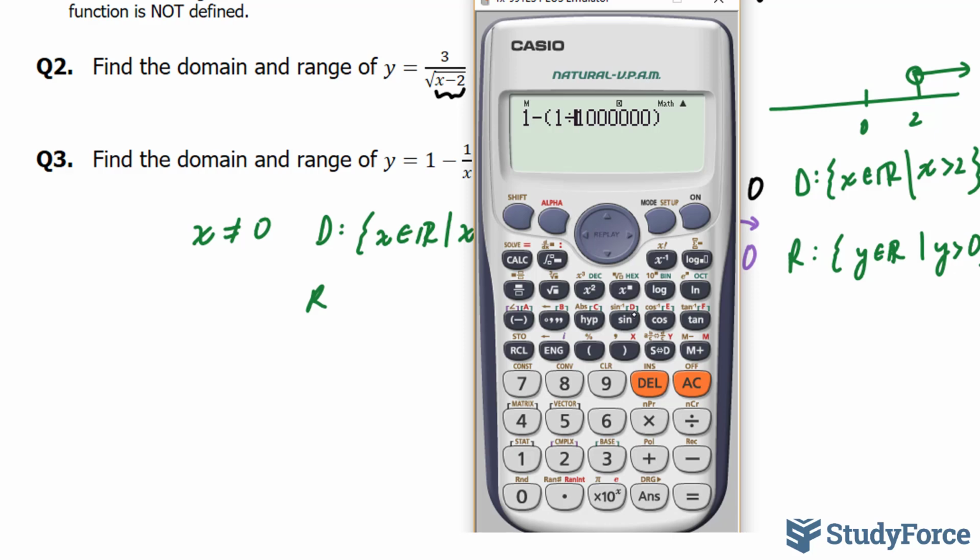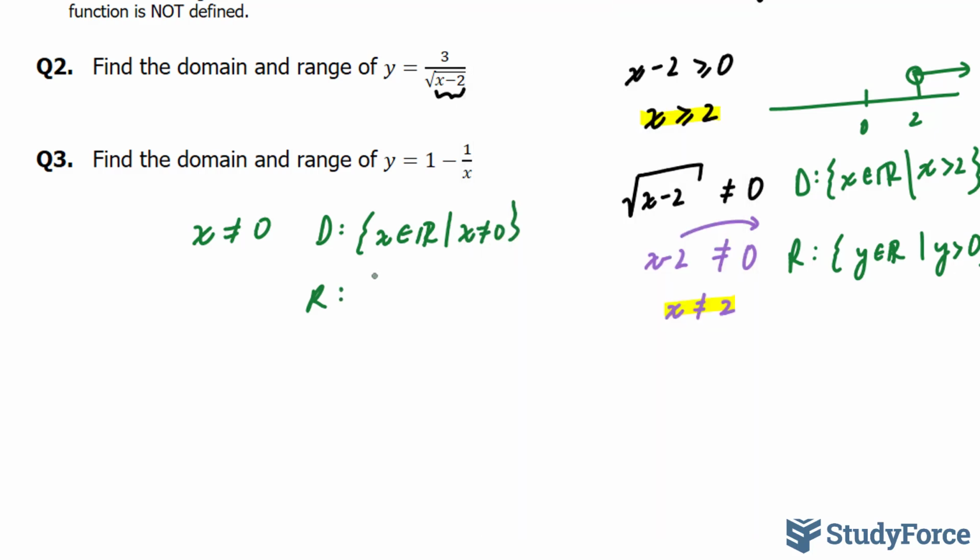Let me show you a negative number. I get 1 point with a lot of zeros, 1. Therefore, our range are all y values that are real where y can never equal 1.